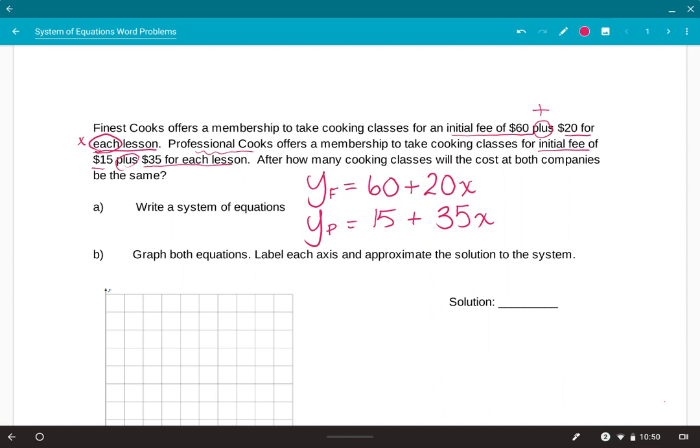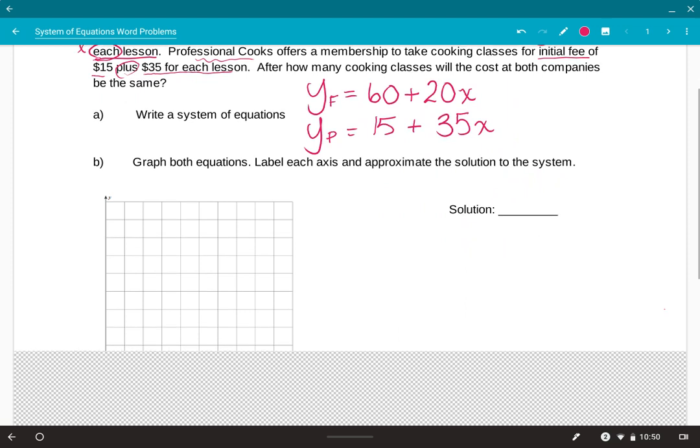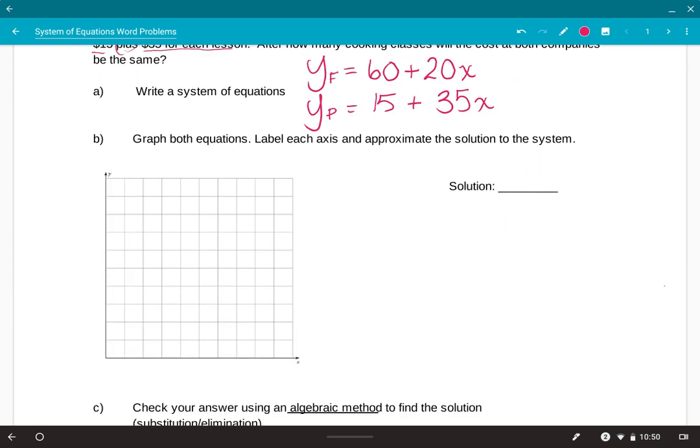So we're going to then graph it. We're going to graph it, and we want to label each axis. So the bottom left axis is our x's, and if you remember, x's are lesson. So these are our lessons. And if this is lessons, the y value has to be our total cost. And we're going to write that there.